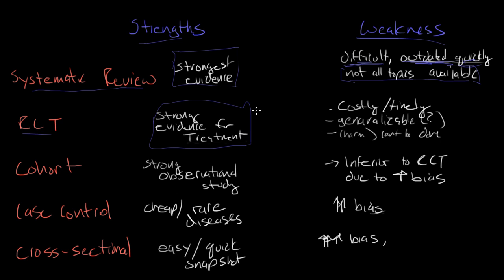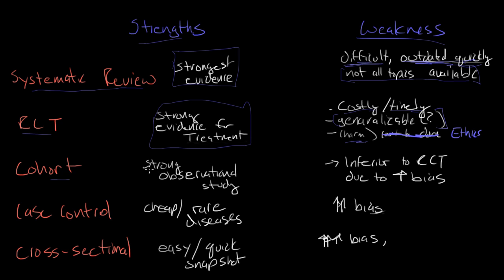Randomized control trials, especially for interventions and treatments, are a really strong form of evidence. They're our gold standard. But the downsides or weaknesses of randomized control trials are that they're costly to do, they take a lot of time, they may or may not be generalizable, and you can't determine harms from randomized control trials. It's not ethical to do a randomized control trial to see if something's harmful. So you can't look at harms.